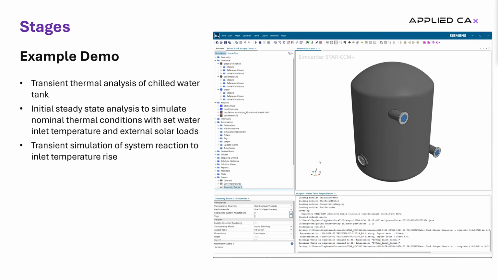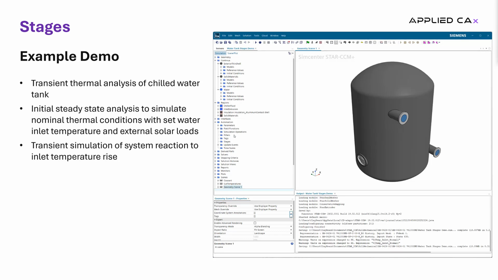Here's a short demo showing a strong application for stages with a transient thermal analysis. We have an insulated chilled water tank that's exposed to solar radiation and outside temperatures. Normally, chilled water enters and exits the tank at a set cool temperature, but we'd like to simulate the response to a step temperature increase. To get the initial conditions for the transient thermal analysis, we first need to run a steady-state thermal analysis at the nominal conditions. This is where Stages can help us automate this process.